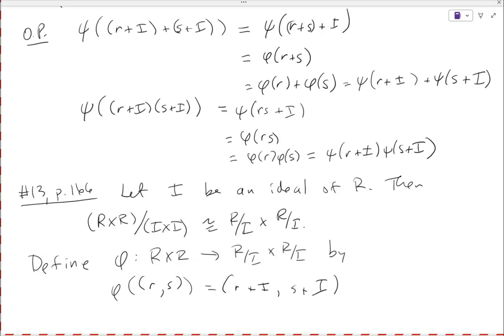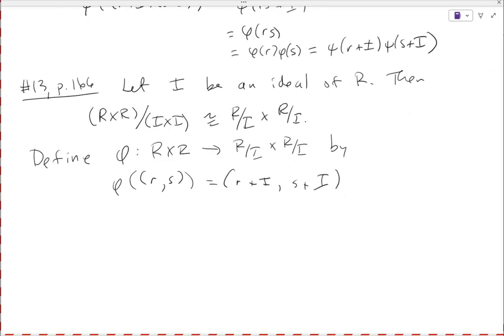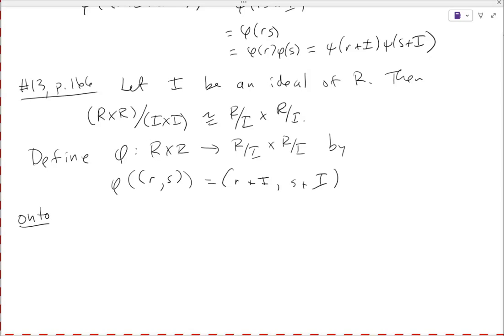Certainly, I don't have any issues with well-defined here. An element generates exactly one coset, so I can't have two cosets generated by the same element. I don't have the same issue I did before. So we don't need to worry about one-to-one. We get the isomorphism for free when we mod out by the kernel. I just need to show that it is surjective, it's onto, and show that it's operation preserving. It's the only thing we need to show, and then we'll figure out what the kernel is. So, onto, or surjective.